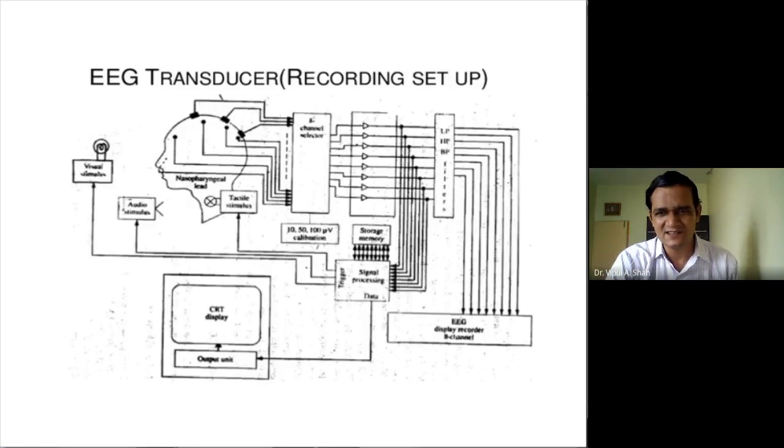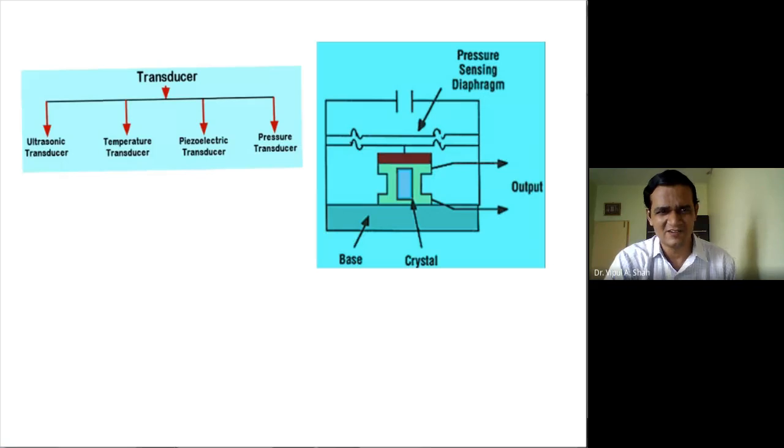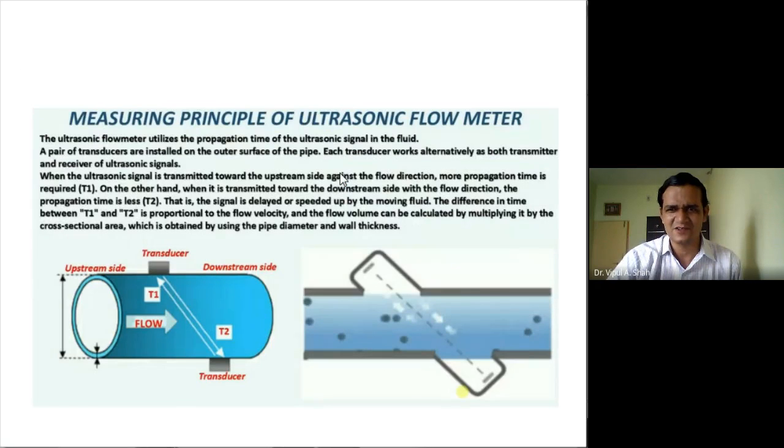In the same way, an EEG signal can be recorded. Then we have transducers, such as ultrasonic, temperature, piezoelectric and pressure transducers, etc. These piezoelectric sensors you can utilize for different purposes. The ultrasonic principle you can use for flow measurement. So if I want to monitor and maintain the human body's blood flow, I can utilize this ultrasonic flow meter.